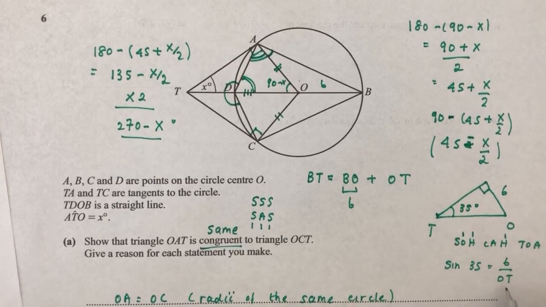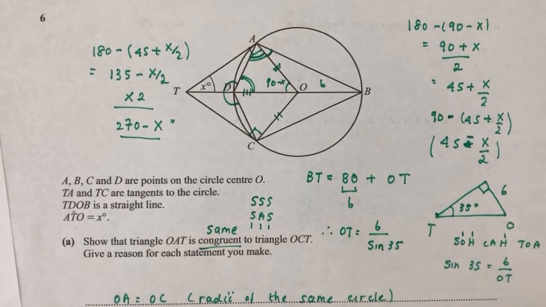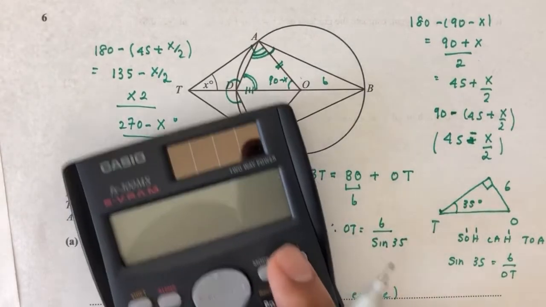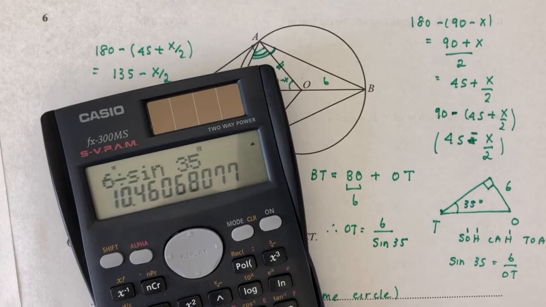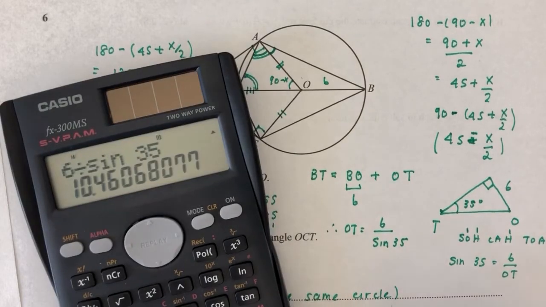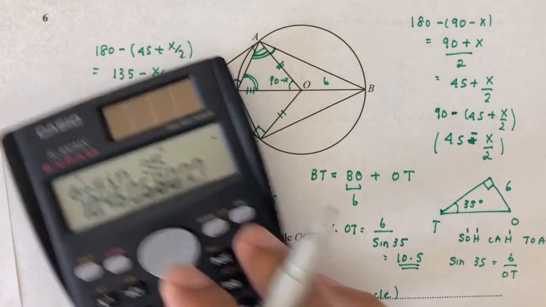So let's find the value of OT. OT will be, let's bring this here, OT will be 6 divided by sine of 35. So let's find that. 6 divided by sine of 35, that will be 10.46, which is 10.5, correct to 3SF.